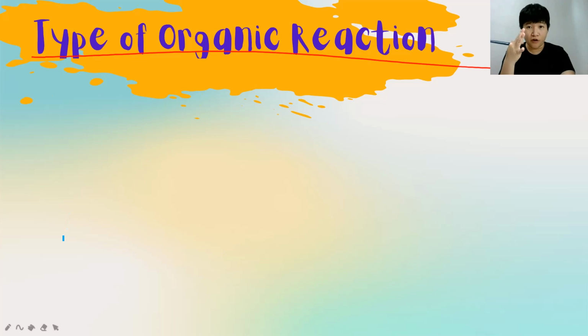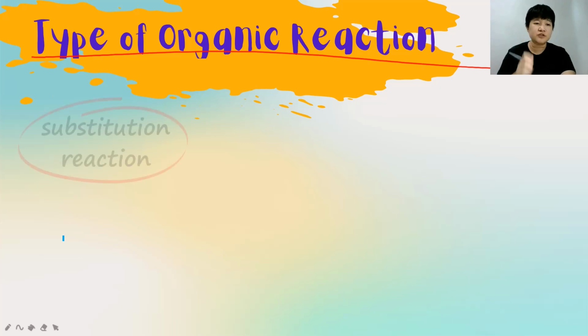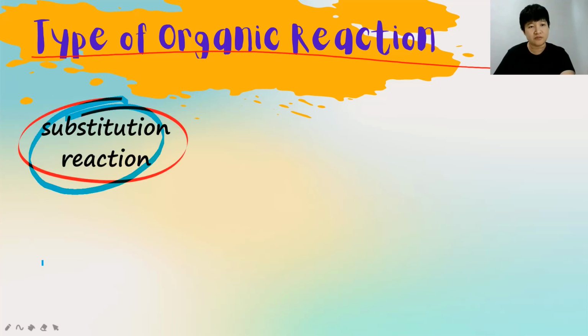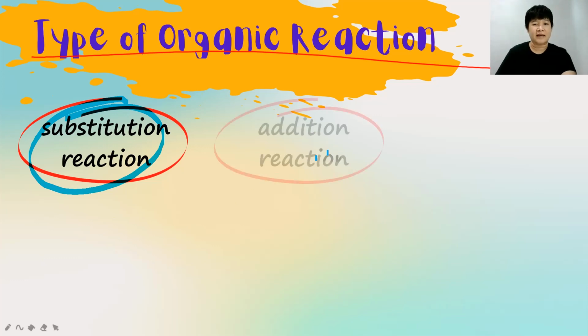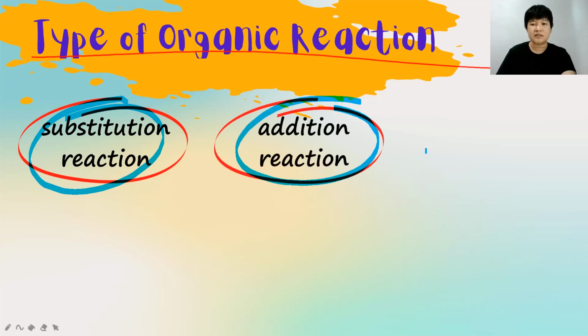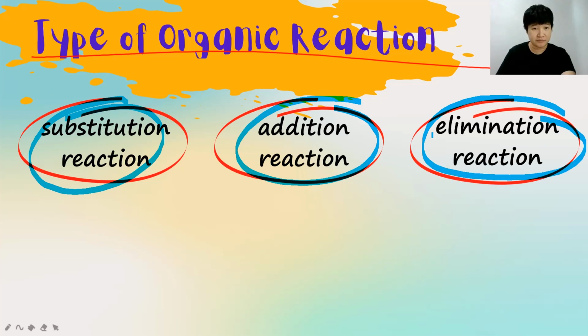Next, let's go into types of reaction. We have 3 types of organic reaction that we will look into. The first one is your substitution reaction. The second, we have addition. The third, we have elimination. Substitution over here means replace. Do you understand the word replace?